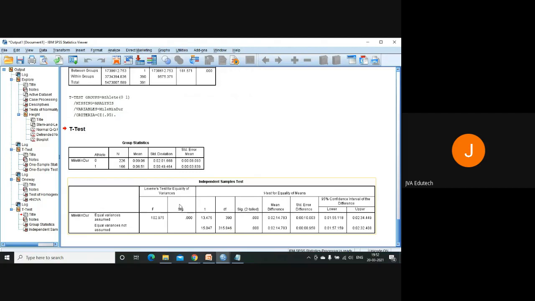So for that, first perform the Levene test of equality of variance. If Levene's test of equality of variance comes out to be not significant, then take equal variances assumed. If it turns out to be significant, meaning the p-value is less than 0.05, then go for equal variances not assumed, because your alternate hypothesis is accepted and null is rejected. And alternate is always about equal variances not assumed.